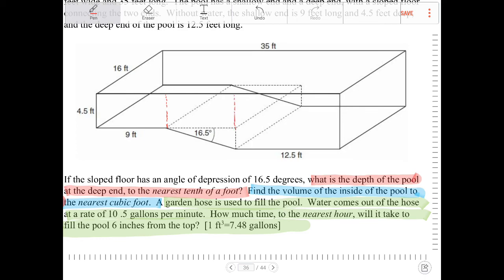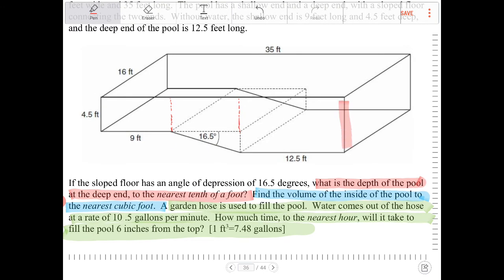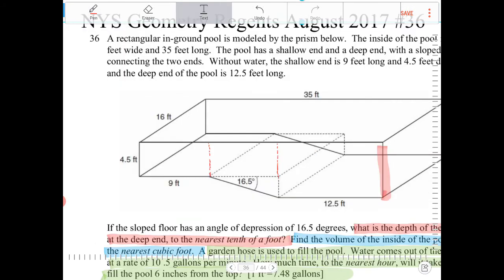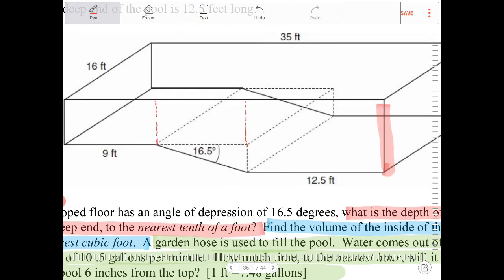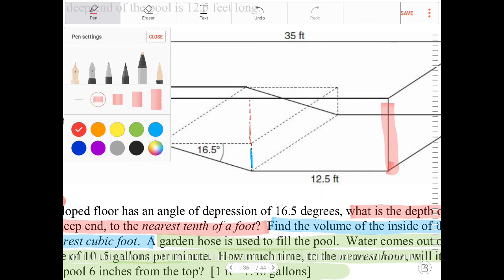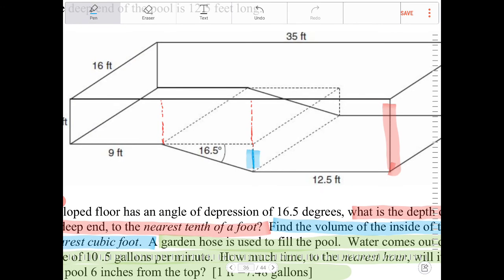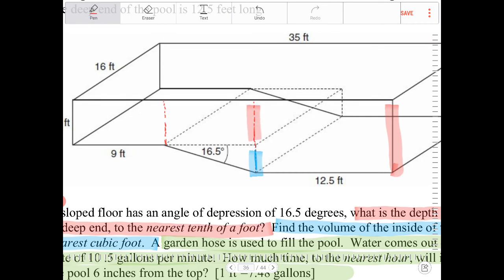So in order for me to figure out what the depth of the pool is, that's this guy right here, I need to know the following dimension. I need to know this height that I am going to highlight in blue here. And in addition, I need to know this height. So there are 2 different heights that I need to figure out.